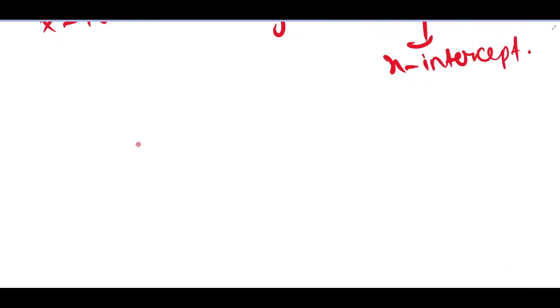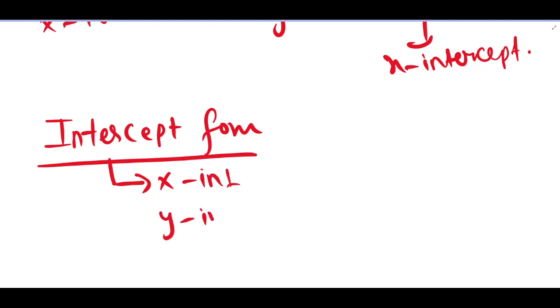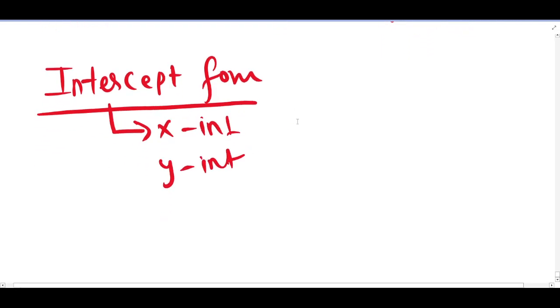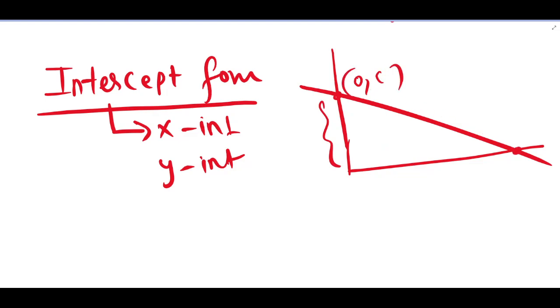Next is intercept form. Whenever we are given both the x-intercept and the y-intercept, this is a line, this is the y-intercept (0, c), and this is the x-intercept (d, 0). Consider any point (x, y) on the line.